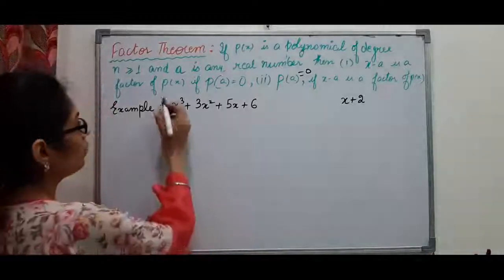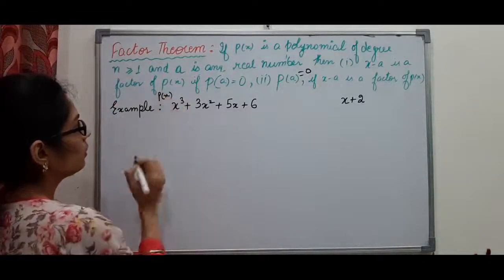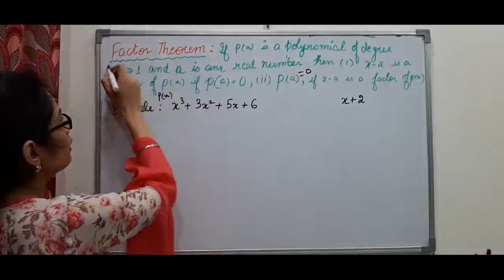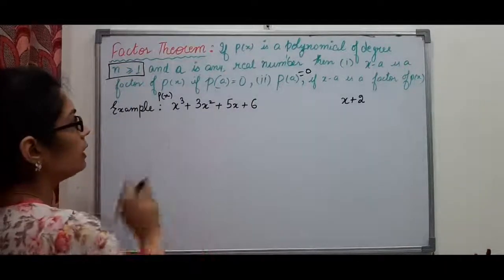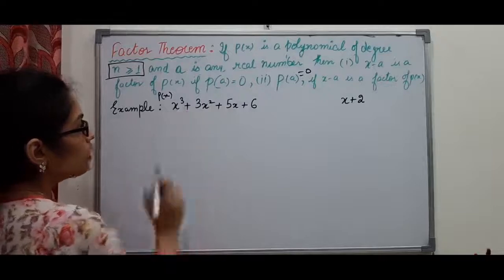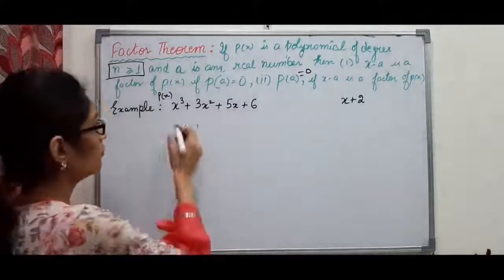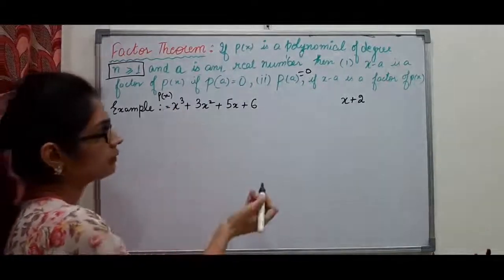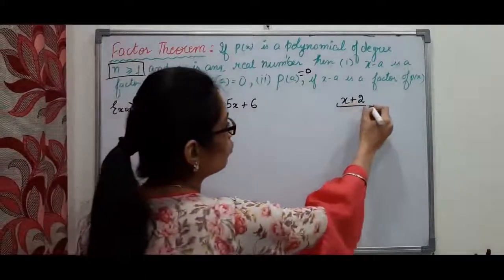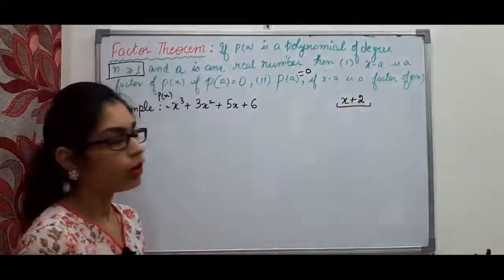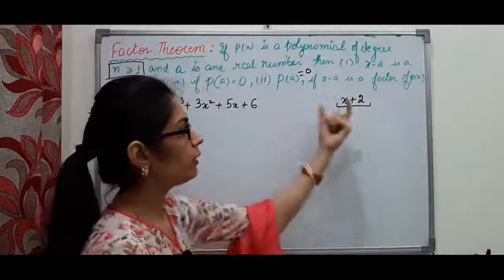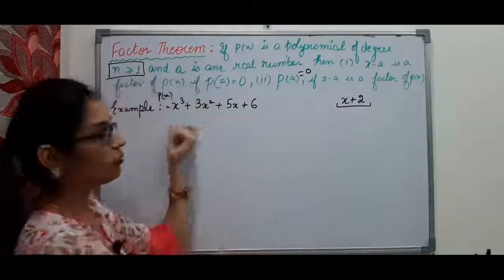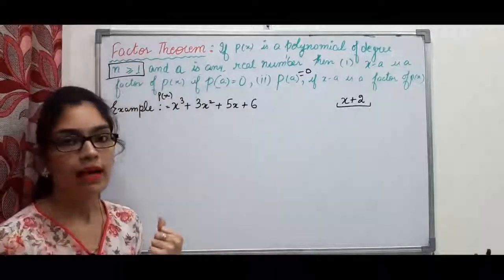So I have taken one p(x), and here it's mentioned its degree should be greater than or equal to 1. So I have taken a cubic polynomial. You can see its degree is 3. So this is my p(x). And this is the other polynomial, and I have to check whether this polynomial is a factor of this. So that's what I have to check.